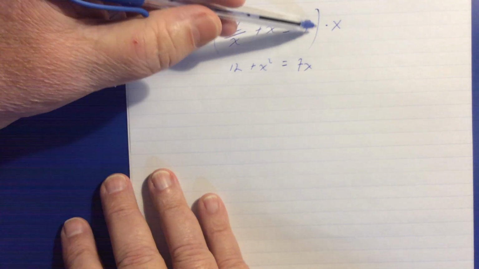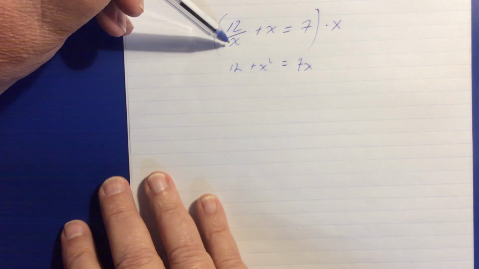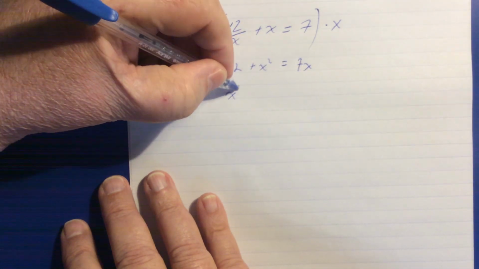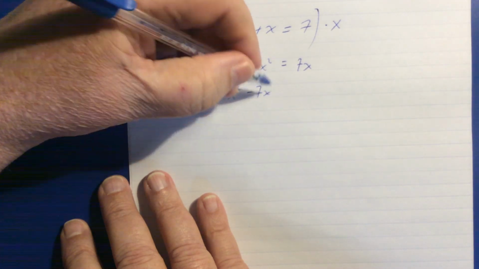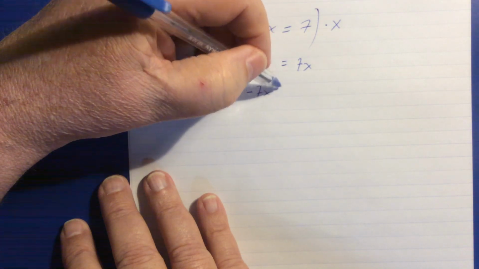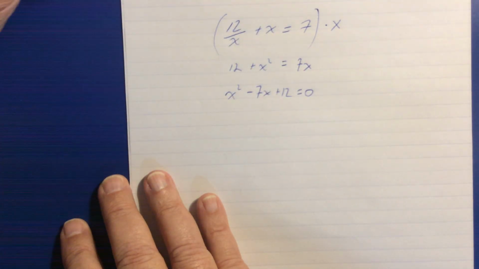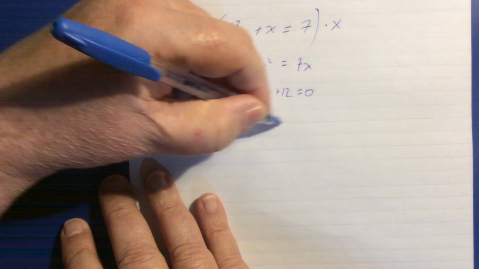Now this should begin to look like something that you can solve. Certainly if you're at this level and you're trying to discover what x is, you'll recognize this. So tidy this up a little bit. x squared minus 7x, so we bring the 7x over here, plus 12 equals 0. We have a quadratic to solve. So let's go about that.